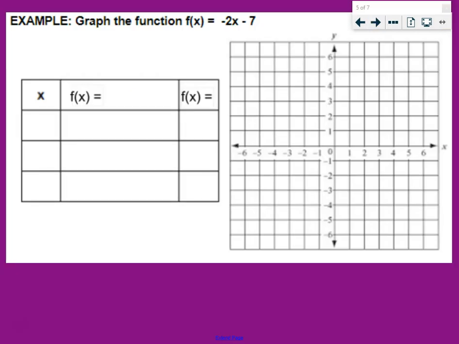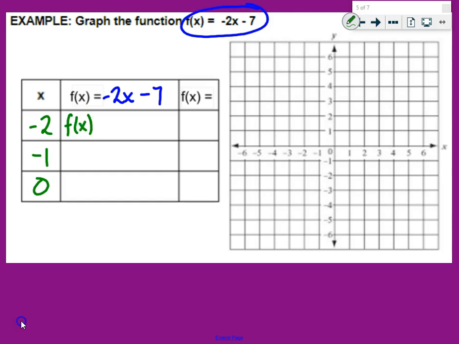All right, our next example, we have graph the function f of x equals negative 2x minus 7. F of x equals negative 2x minus 7 is already in function form. So we are going to just put that into our table. Now for this problem, we're going to switch up the numbers we use. We're going to use negative 2, negative 1, and 0. Plug those into our equation.